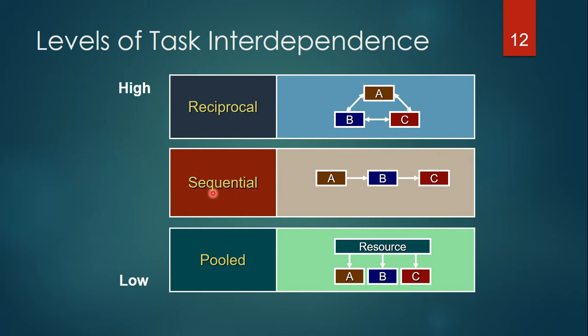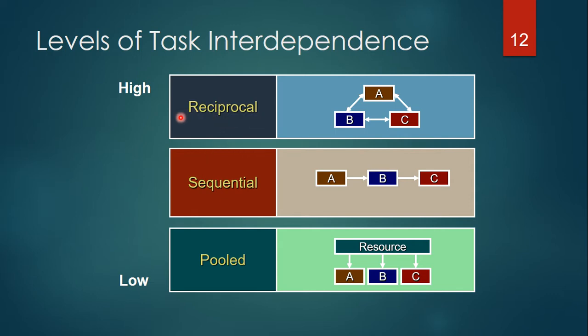But if we examine the sequential level, this is a level where we see there is now a level of interdependence. The task A works on would be the input for B, and the outcome of B would be the input of C. So this is one way. This is a process approach, a sequential approach of interdependence.